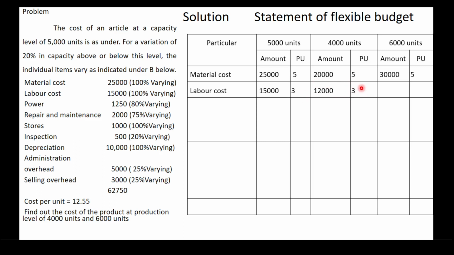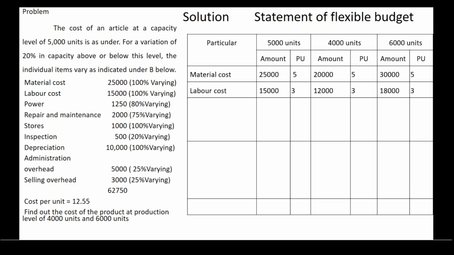ಇಲ್ಲಿ ಕಾಸ್ಟ್ ಪರ್ ಯೂನಿಟ್ 3 rupees ಇರುತ್ತೆ. ಈ 3 rupees ಅನ್ನ 4,000 ಯೂನಿಟ್ಸ್ ಜೊತೆ ನಾವು ಮಲ್ಟಿಪ್ಲೈ ಮಾಡಿದಾಗ ಅಮೌಂಟು 12,000 ಆಗುತ್ತೆ. ಇನ್ನು 6,000 ಯೂನಿಟ್ಸ್ ಅನ್ನ ಕ್ಯಾಲ್ಕುಲೇಟ್ ಮಾಡೋಣ. ಇಲ್ಲೂ ಕೂಡ ಕಾಸ್ಟ್ ಪರ್ ಯೂನಿಟ್ ಎಷ್ಟಿರುತ್ತೆ? ದ ಸೇಮ್ ಕಾಸ್ಟ್ ಪರ್ ಯೂನಿಟ್, ದಟ್ ಈಸ್ rupees 3. So this 3 rupees is multiplied with the 6,000 units. So 6,000 into 3, that is 18,000 rupees.